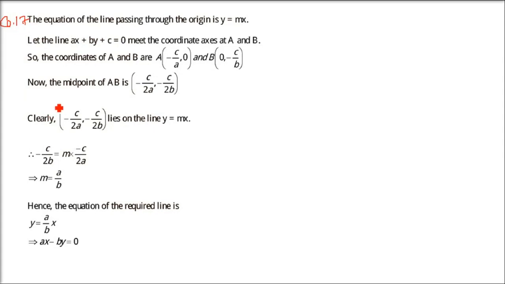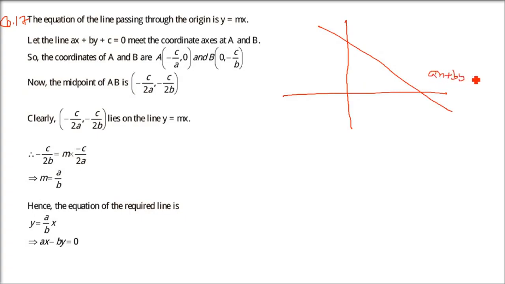Question number 17. Find the equation of the straight line passing through the origin and bisecting the portion of the line ax plus by plus c equals 0 intercepted between the coordinate axes. So there is a line ax plus by plus c equals 0. This line can be anywhere, I'm just trying to tell you for understanding. Now there is a line which is going through the origin and bisecting it. So L2 we have to find out; L1 we know it is bisecting.